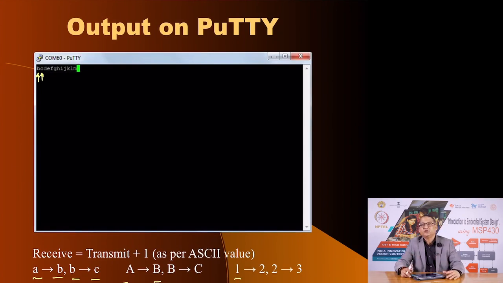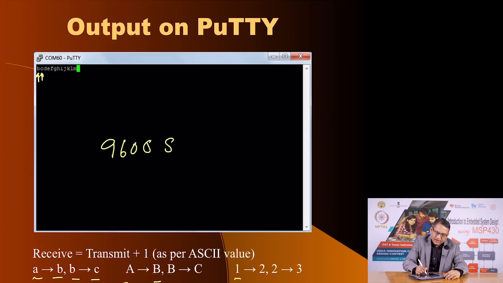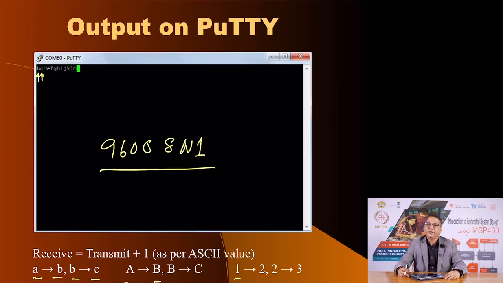So, if this works on your PuTTY, on your laptop or desktop, that means congratulations, the microcontroller is working as expected. It is communicating with the PC at the rate of 9600 8N1 protocol, and of course, you can experiment with other bit rates to see whether that is possible.